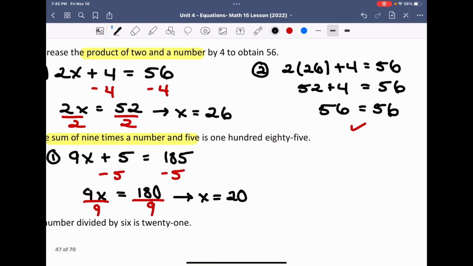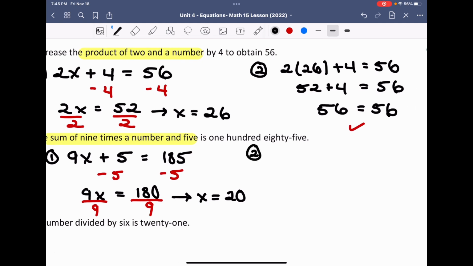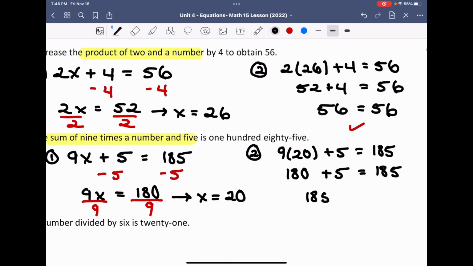Okay, let's confirm this is true. We go off to step 2 to verify. 9 times 20 plus 5 should be equal to 185. Yes, this is 180 plus 5, which is equal to 185. I definitely agree. 180 plus 5 would give us 185, which is equal to 185. And we have verified that left-hand side equals right-hand side.